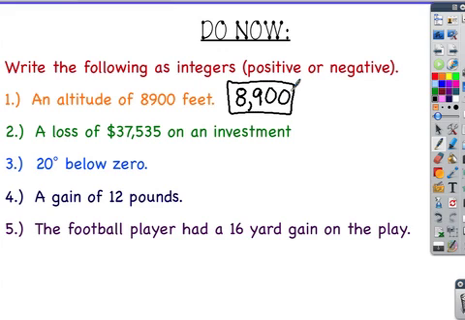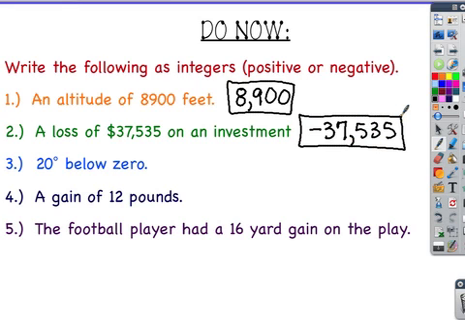Number 2, a loss of $37,535 on an investment. Since we're losing money, it would be a negative number, negative $37,535. Number 3, 20 degrees below 0. Since we are below 0, this is a negative number, negative 20.